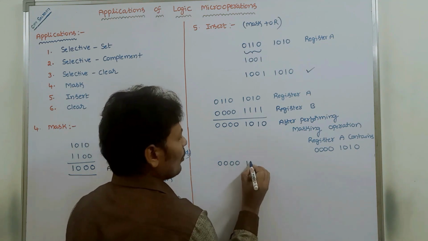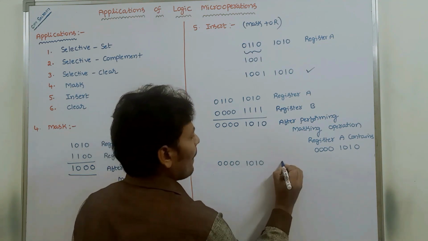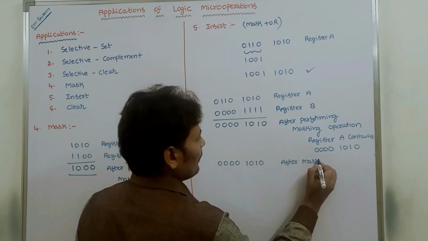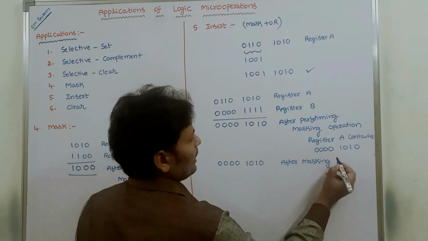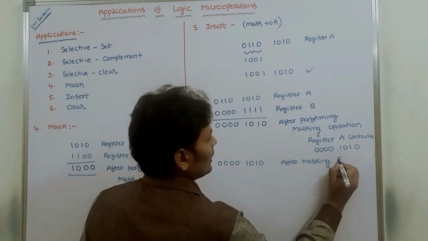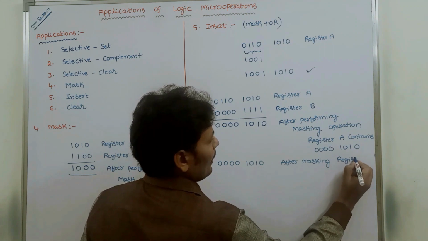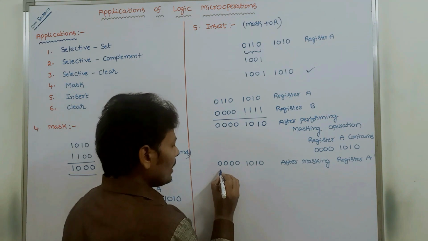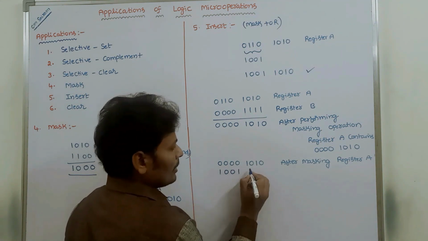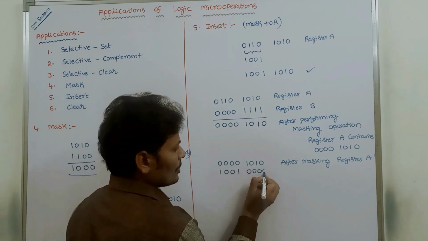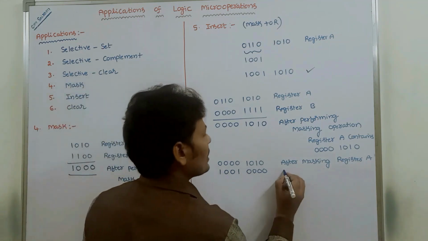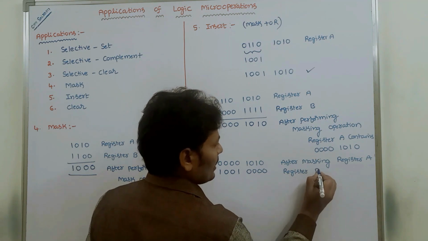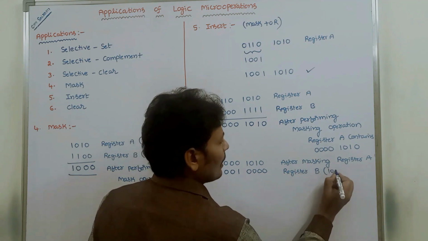4 zeros, 1 0, 1 0. After masking, register A. Next one, here 1 0 0 1, here 0 0 0 0. So register B contains this one. Register B contains this one. It can be called as logic operand.